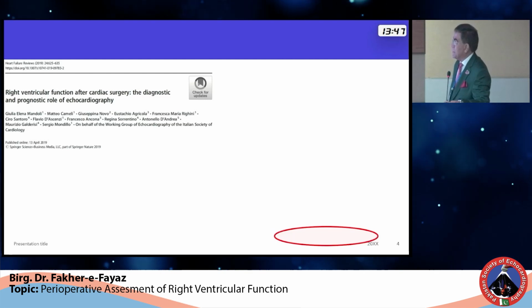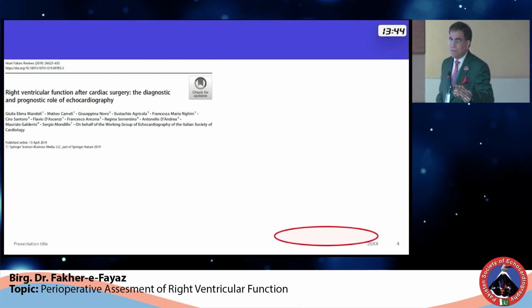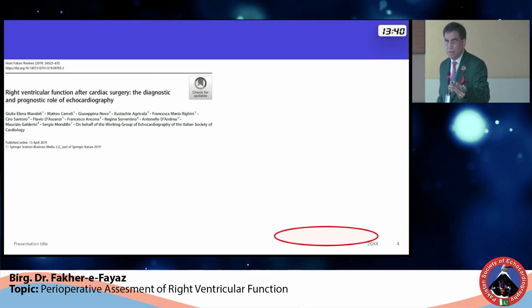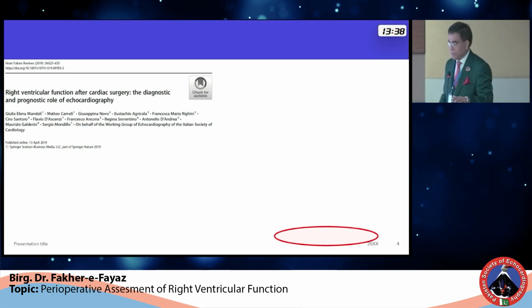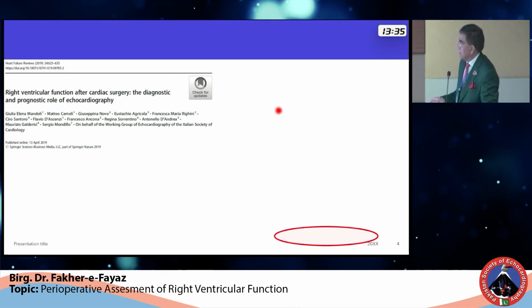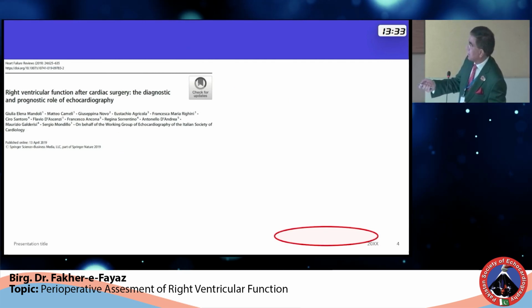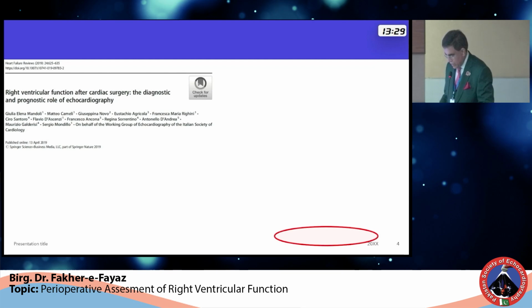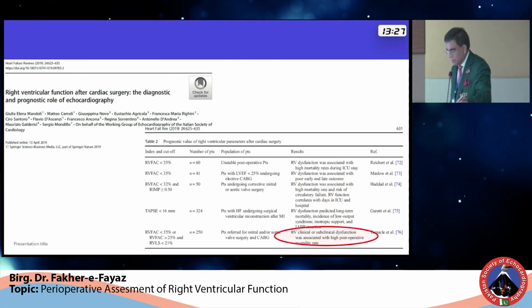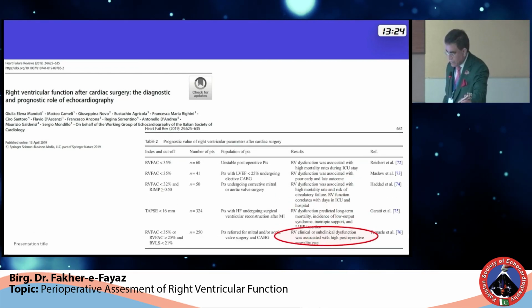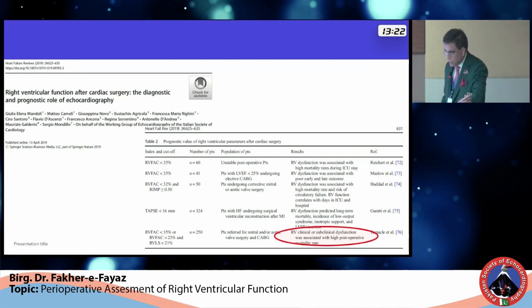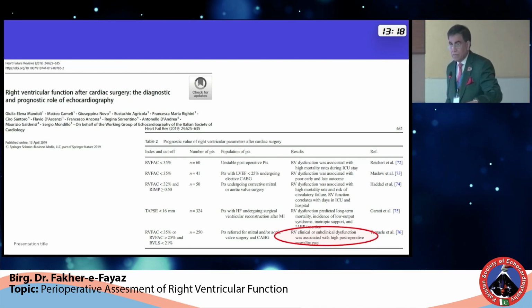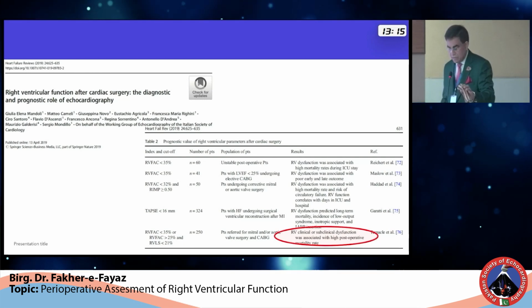But the RV is very close to that, and as far as perioperative echo is concerned, it is very, very important. There is a meta-analysis done in 2019 that shows that RV clinical and subclinical dysfunction was associated with high postoperative mortality rates. So as far as perioperative RV function is concerned, it is very, very important.